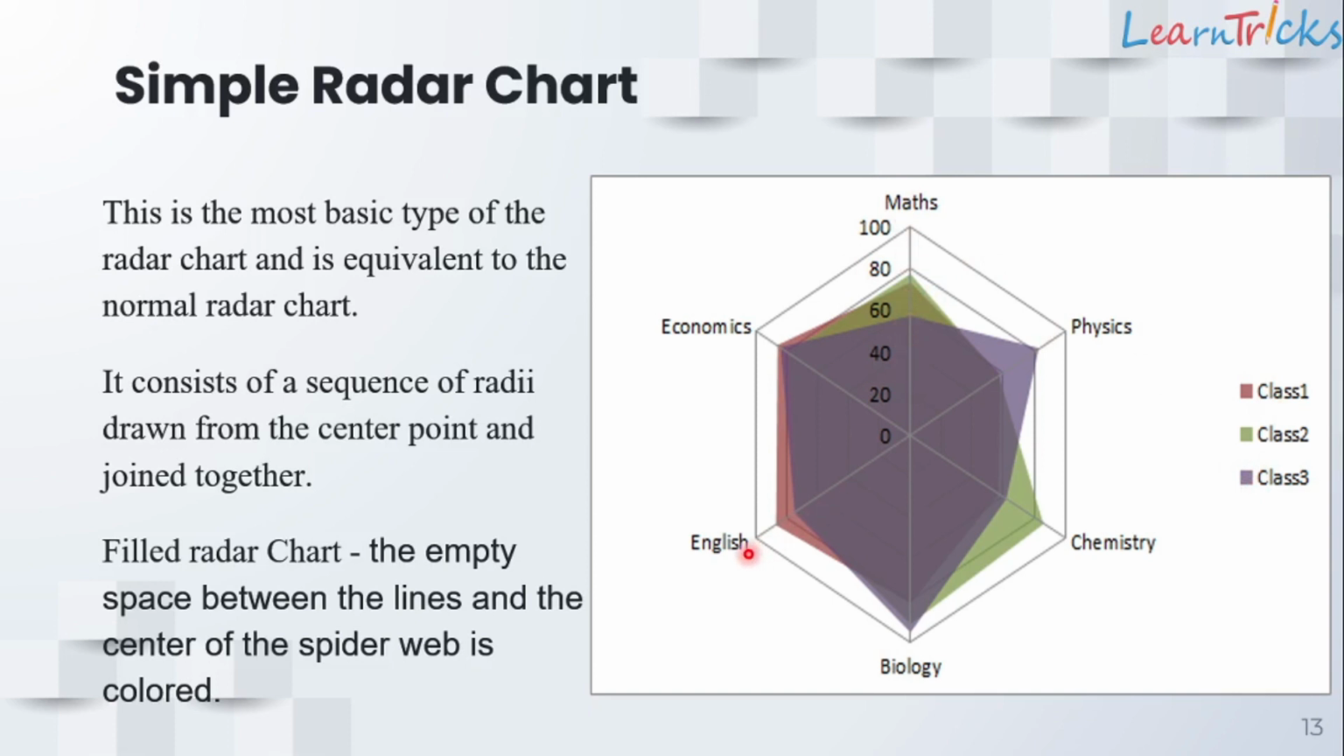Also in English, the class 1 students have obtained higher marks as compared to class 2. Now look at this: in the subject English, the students of class 2 and class 3 have obtained similar marks, right? These points are the marks, that is 80, 60, 40, and all of them start from the center, from 0, right? So this was the example for the simple or filled radar chart.